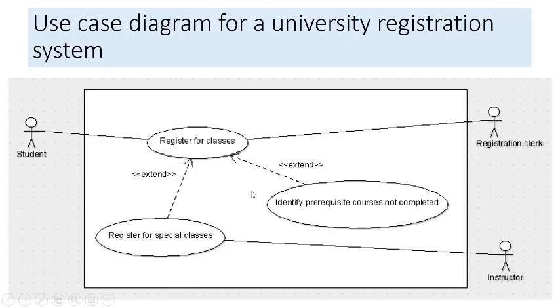Now, as I mentioned, we can use the use case diagrams for finding out how many forms we need and what kind of forms we need. Here, for example, we have this use case diagram. We have a student actor, registration clerk, and instructor. Students register for a course, so obviously you need to create a form for students to register. Instructors register for special classes, so you need to create another form for the instructor.